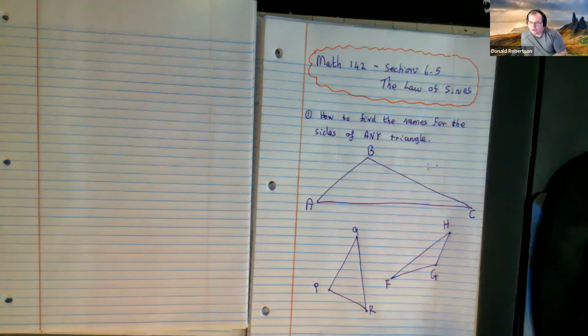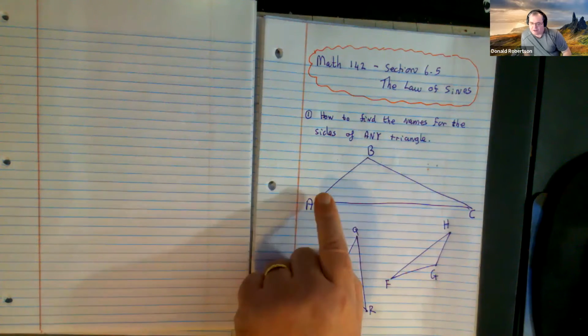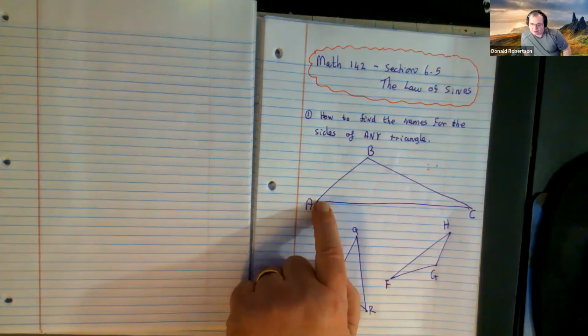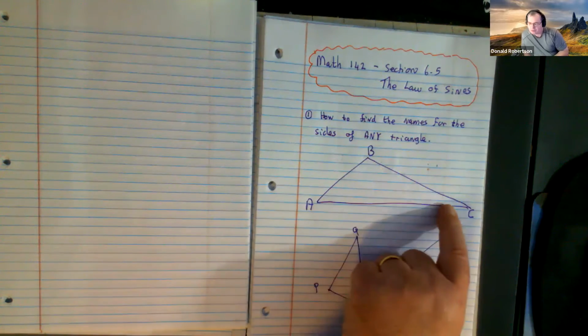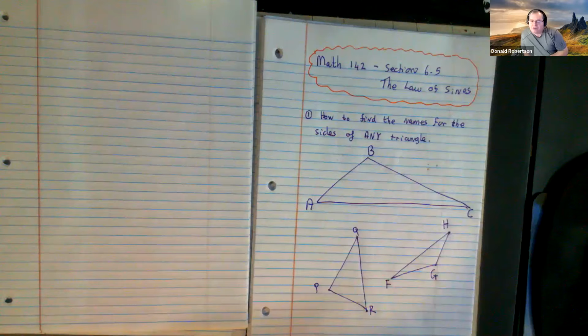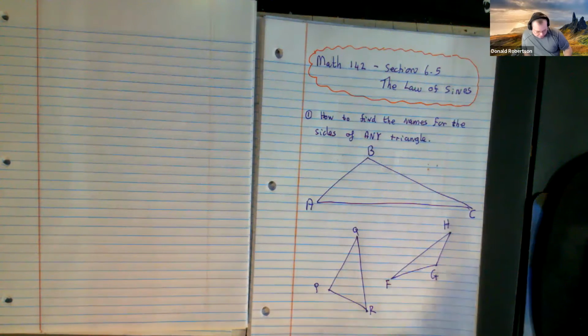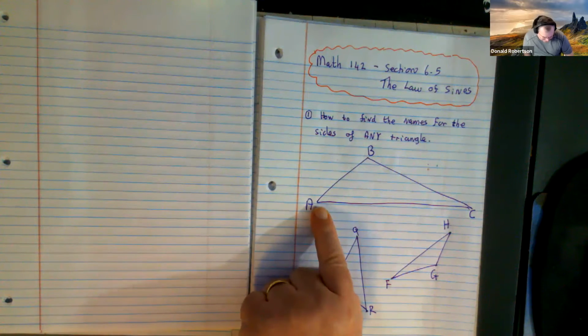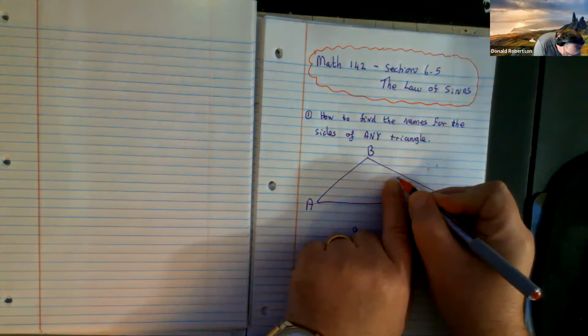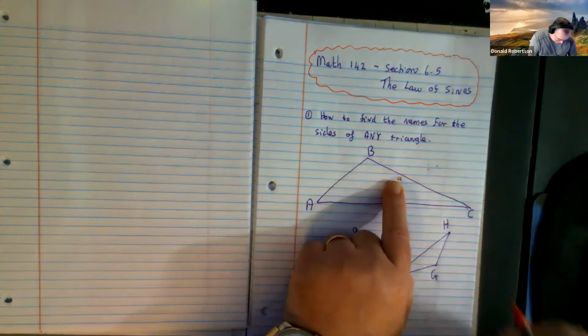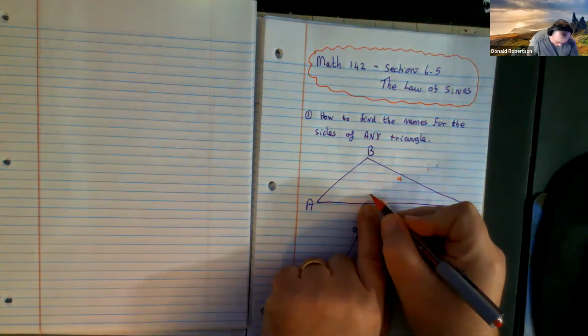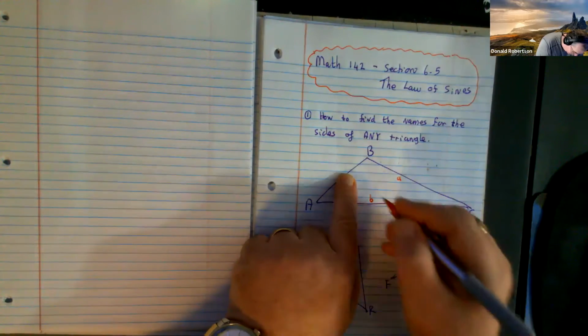When it was SOHCAHTOA, didn't we name them opposite, adjacent, hypotenuse, right? And we had SOHCAHTOA, and that was great. When you've got a triangle and there are no right angles, we name the angles by capital letters. So this is angle B, this is angle A, and this is angle C. So we name angles by capital letters, and we name the sides by little letters. So angle A, the side opposite it, is little a. Angle B, the side opposite, is little b. And angle C, the side opposite, is little c.